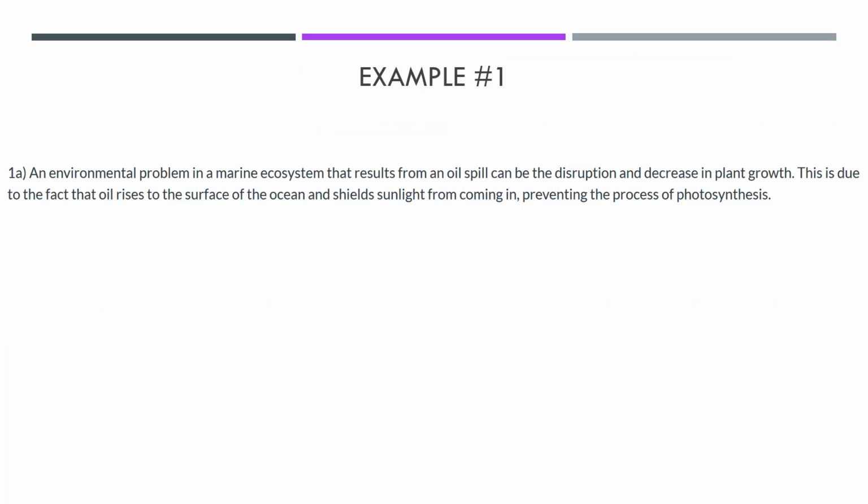Let's take a look at an example of a student's response. 1A. An environmental problem in a marine ecosystem that results from an oil spill can be the disruption and decrease in plant growth. This is due to the fact that oil rises to the surface of the ocean and shields sunlight from coming in, preventing the process of photosynthesis. So this is a very good description of a problem that could result from oil spill.